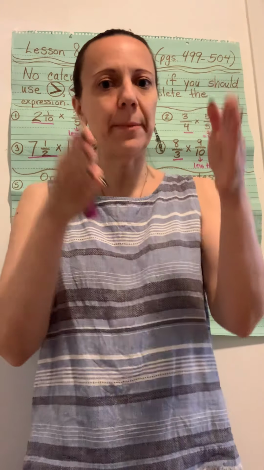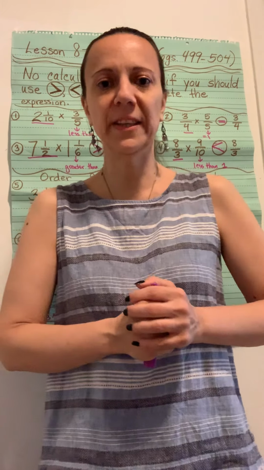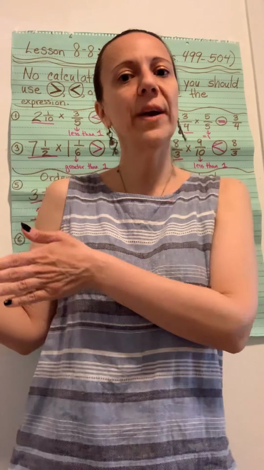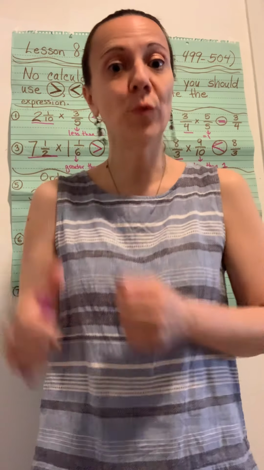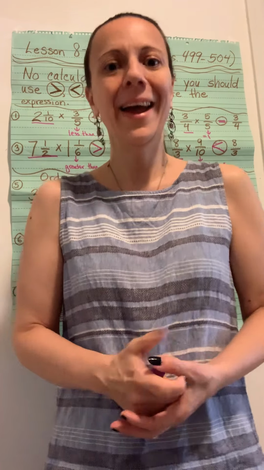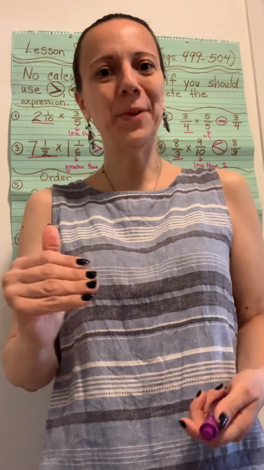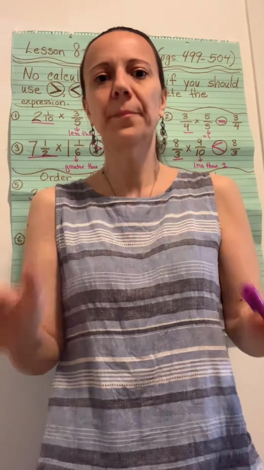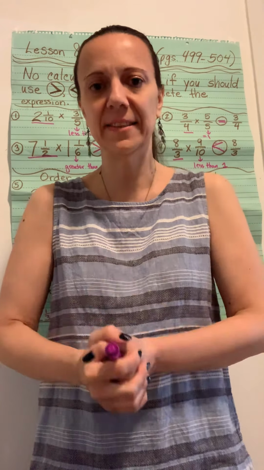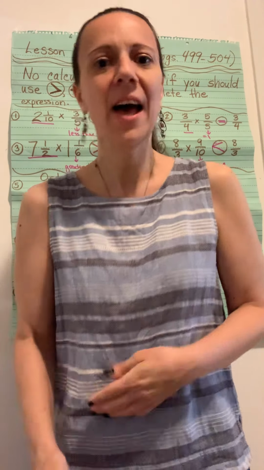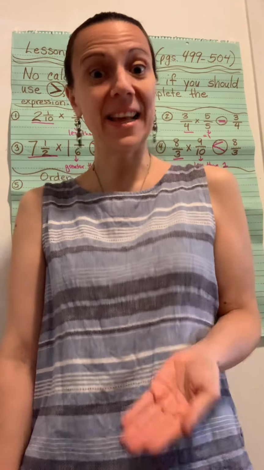Okay, that is it for today's lesson. Generalizations: if you're multiplying by less than 1, your product is going to be less than what you started with. Greater than 1, your product is going to be greater than what you started with. And if you have one of those fractions where the top and the bottom are the same, equal to 1, your product will stay exactly the same as what you started with. That's all you need to know for today's lesson.